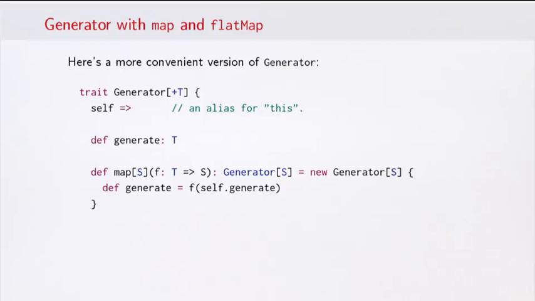Let's start with map. So here's the type of map. It takes a function from the random value type T to a new random value type S, gives you a Generator of S. And the way it would do that, it would generate random numbers of type T using its own generate method, then apply f to those random numbers, and those give you the random numbers of the S type. There's a twist here in the call to self.generate.